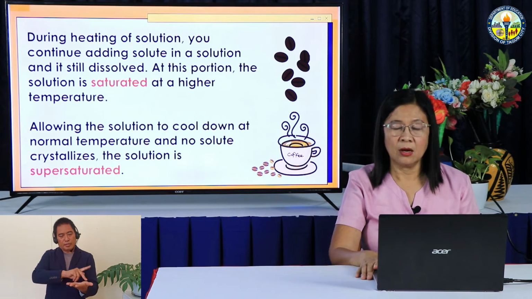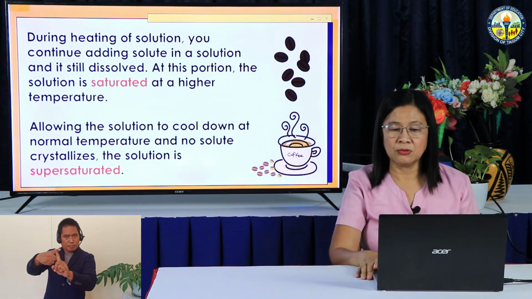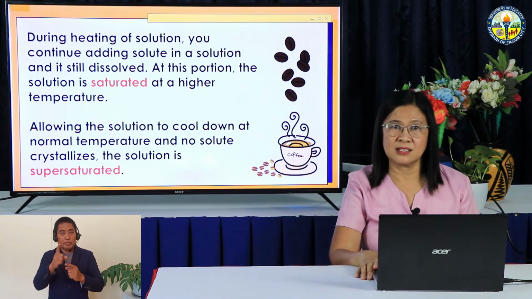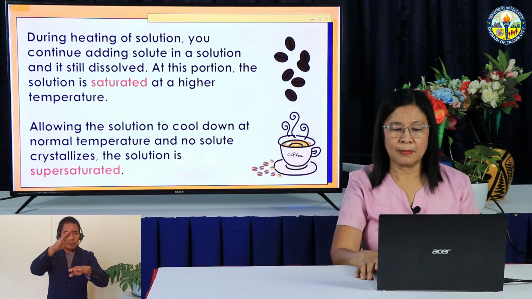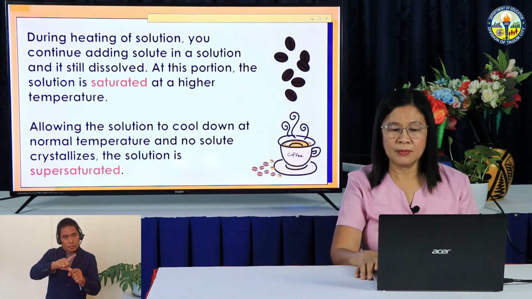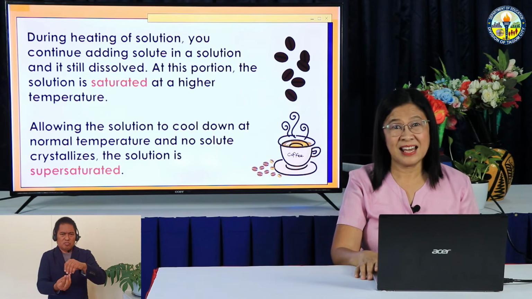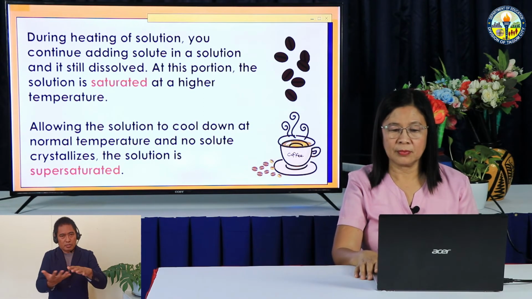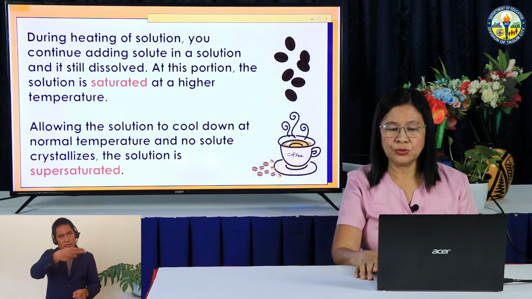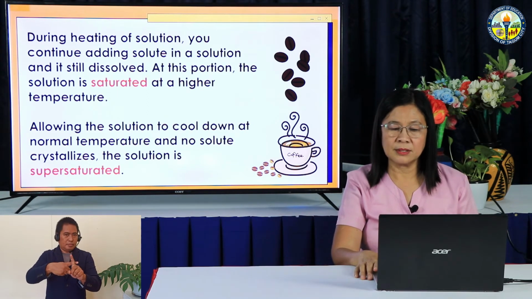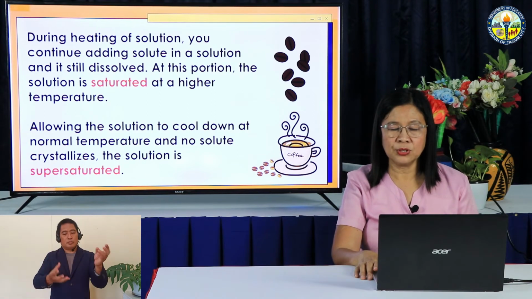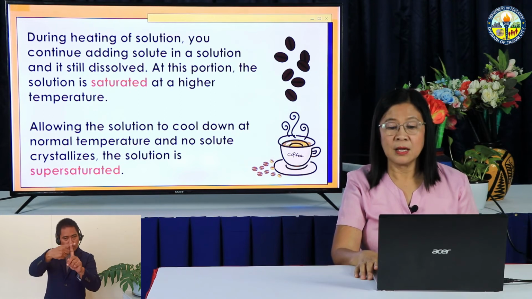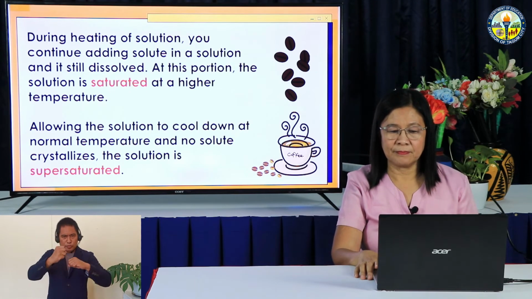During heating of the solution, you continue adding solute and it still dissolves. At this point, the solution is saturated at a higher temperature. Allowing the solution to cool down to normal temperature and no solute crystallizes, the solution becomes supersaturated.